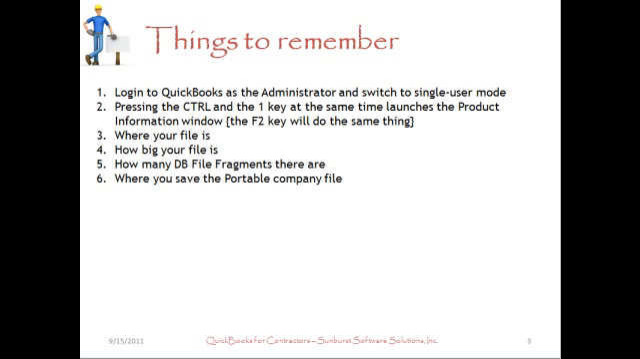Some things to remember when creating a portable company file. First, you'll need to log into QuickBooks as the administrator and switch to single user mode. Once in QuickBooks, pressing the Control and the 1 key at the same time launches the product information window. The F2 key will do the same thing if your function keys are enabled. Once the product information window is displayed, you need to know and remember where your QuickBooks file is, how big it is, the number of database or DB file fragments that there are currently, and most importantly, you need to remember where you're going to save the portable company file.